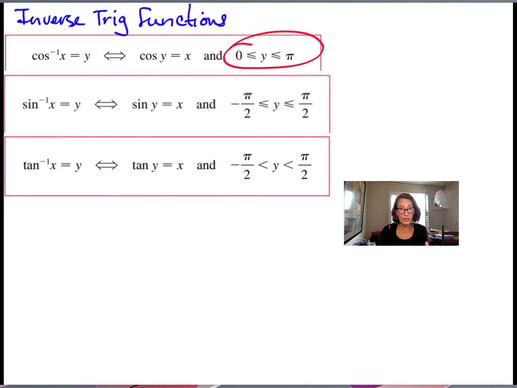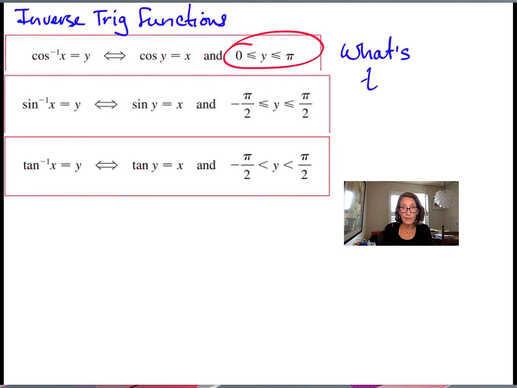And then for the tangent, the inverse tan of x equals y means tan of y equals x, and y is between -pi/2 and +pi/2, not including the endpoints. And remember, the tangent function has vertical asymptotes at -pi/2 and +pi/2, so we can't include those numbers. So remember those restrictions when you're working with these inverse trig functions. Let's do a quick example.